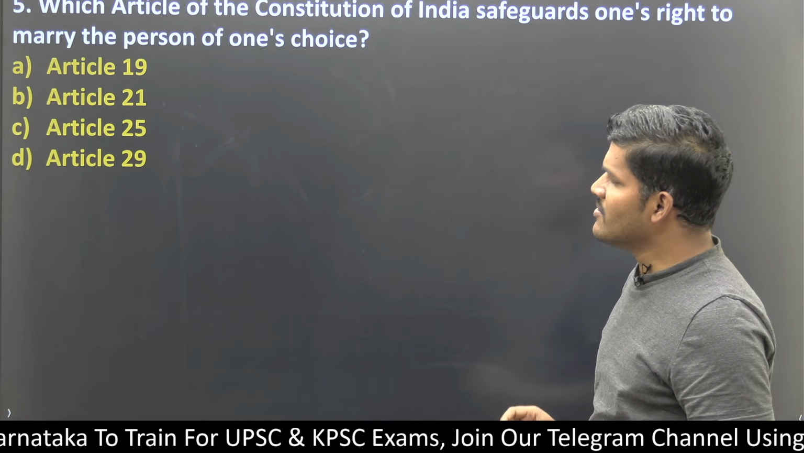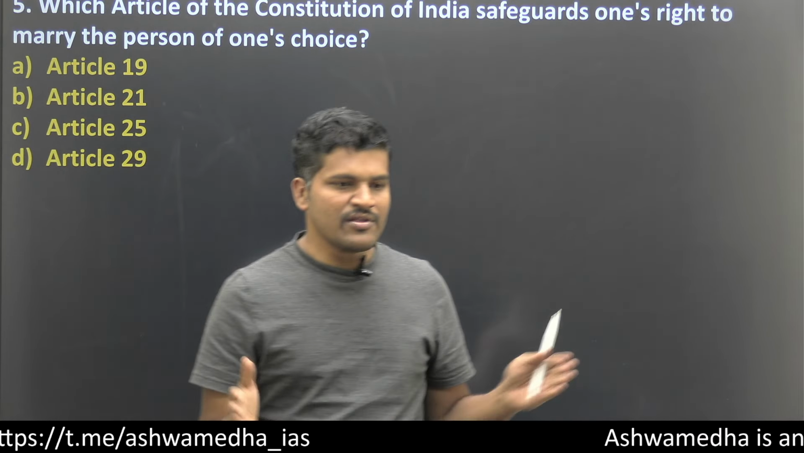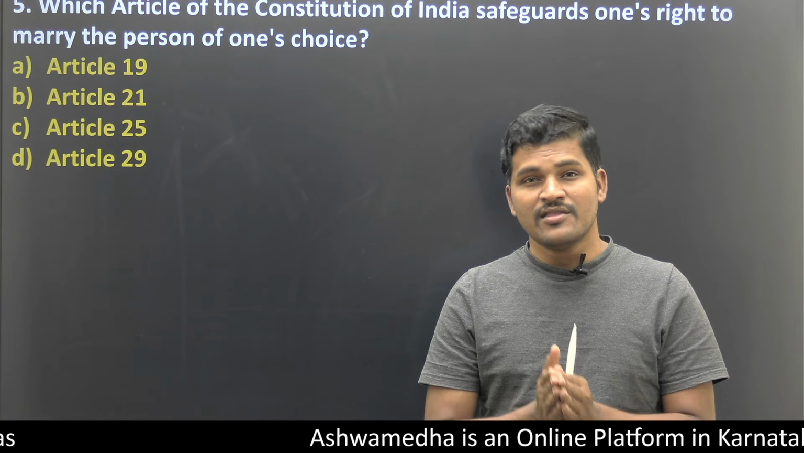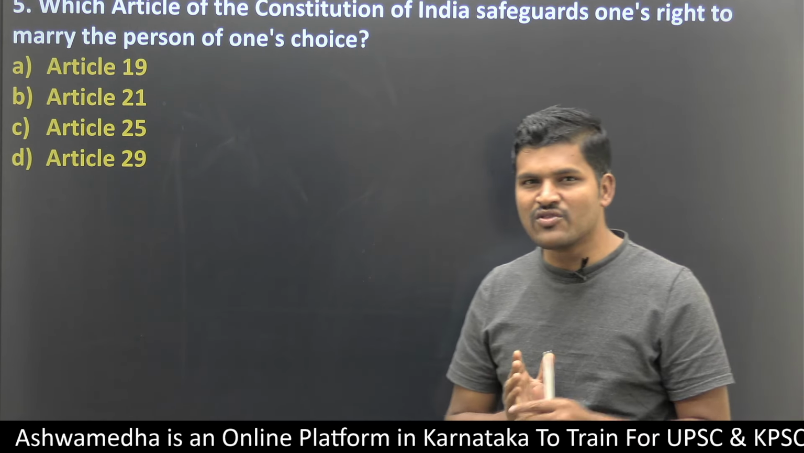Then question number 5. Which article of the Constitution of India safeguards one's right to marry the person of one's choice? Yes, this is the current affairs question. If you keep on looking into current affairs issues and the Supreme Court judgments, then only can you tackle this type of question. These things are not mentioned in the Lakshmikant old series book.